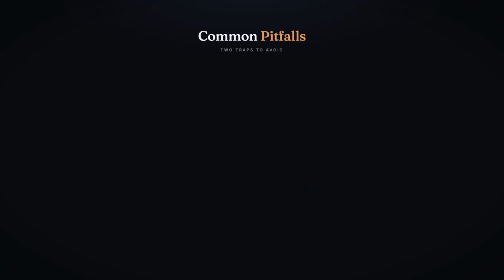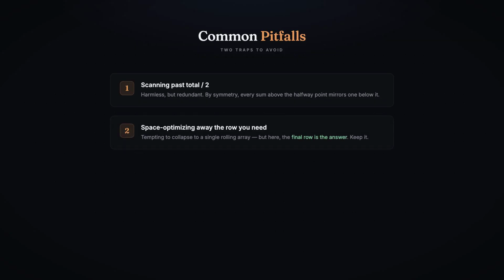Two quick pitfalls. First, scanning past half the total is harmless, but redundant. Symmetry already covers the other half. Second, do not space optimize away the very row you need to read. Here, the final row is the answer.